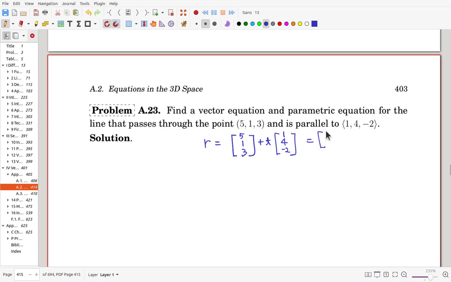So R can be written as x, y, z, so that from here, x equals, the first component, 5 plus t, and y equals 1 plus 4t, and z, the final one, is 3 minus 2t. Right? That is the parametric equation.